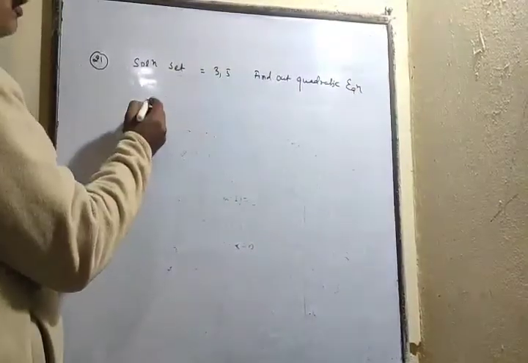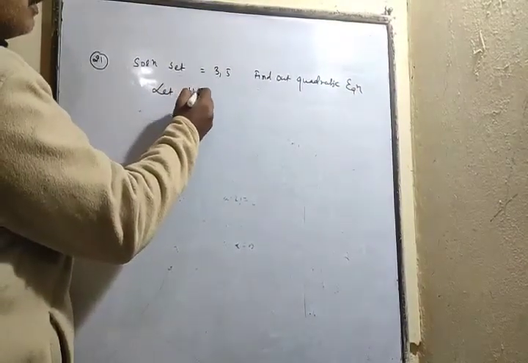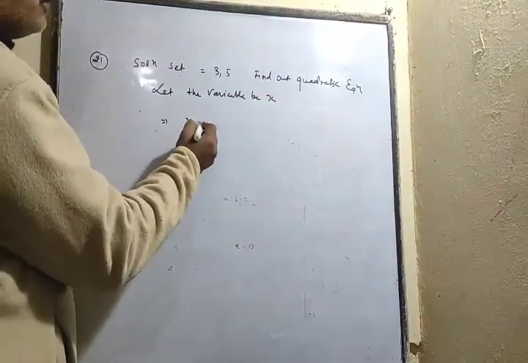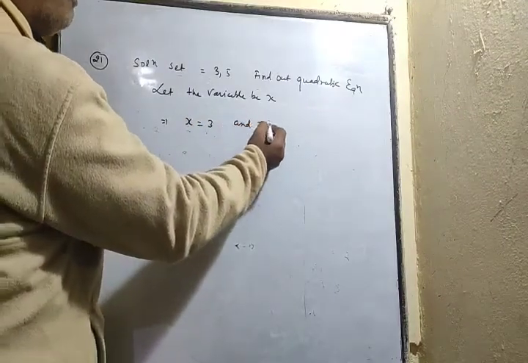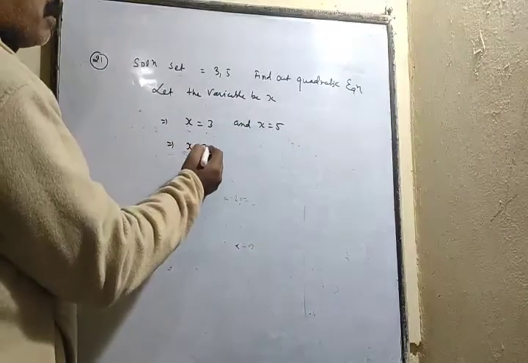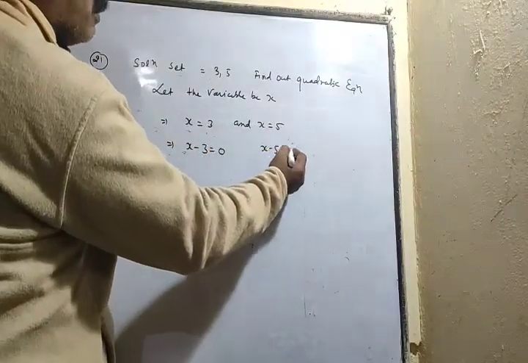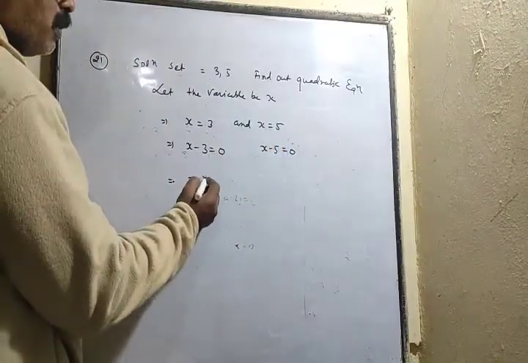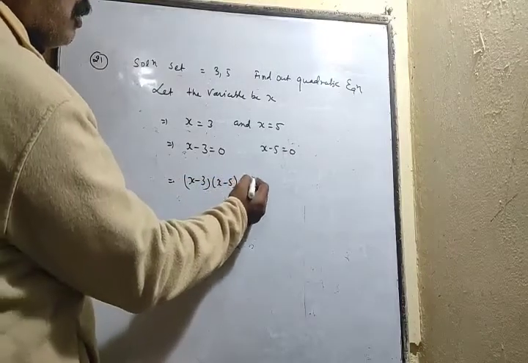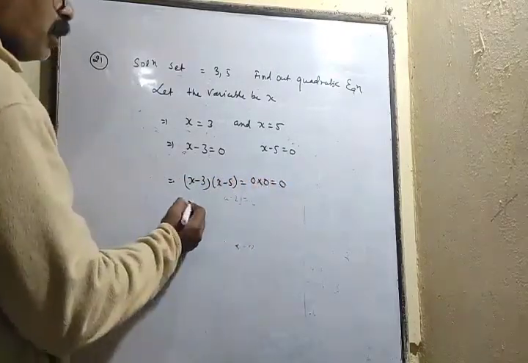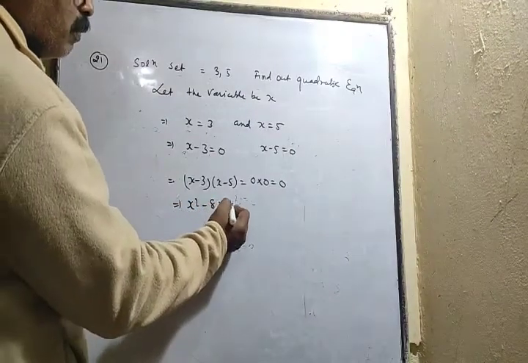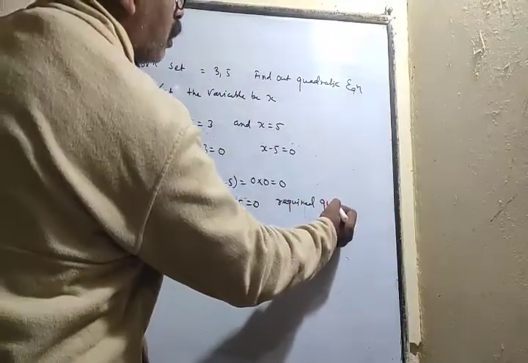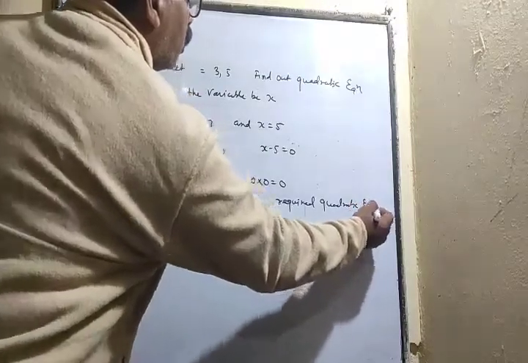So since 3 and 5 are two roots, let the variable be x. It implies that x is equal to 3 and x is equal to 5. Two solutions are there. It implies that x minus 3 is equal to 0 and x minus 5 is equal to 0. If we multiply both sides, left hand side to left hand side, x minus 3 into x minus 5, that is equal to 0 into 0, that is equal to 0. It implies that x square minus 8x plus 15 is equal to 0. And this is your required quadratic equation.